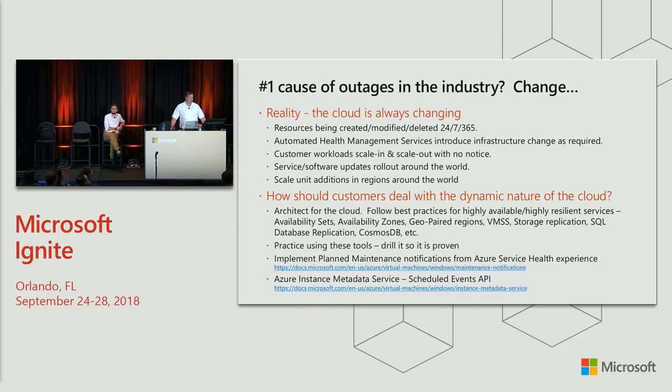Obviously the ones listed there, availability sets and availability zones, are certain things to be looking at. Practice using these tools so that when you need them, you know how to use them. You know how to fail over from one data center to another. You know how to use availability zones. Don't just set it up and hope that it works. A lot of times it will, I hope, but hope isn't a strategy. So really test it, really do it, make your workload fail.